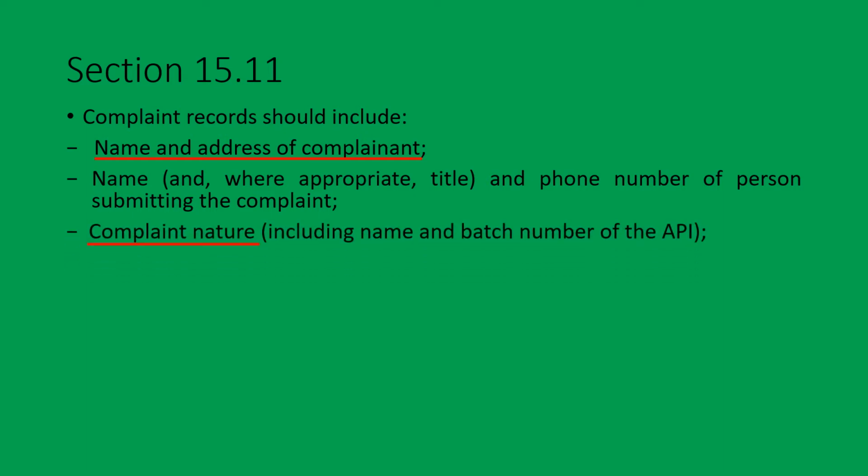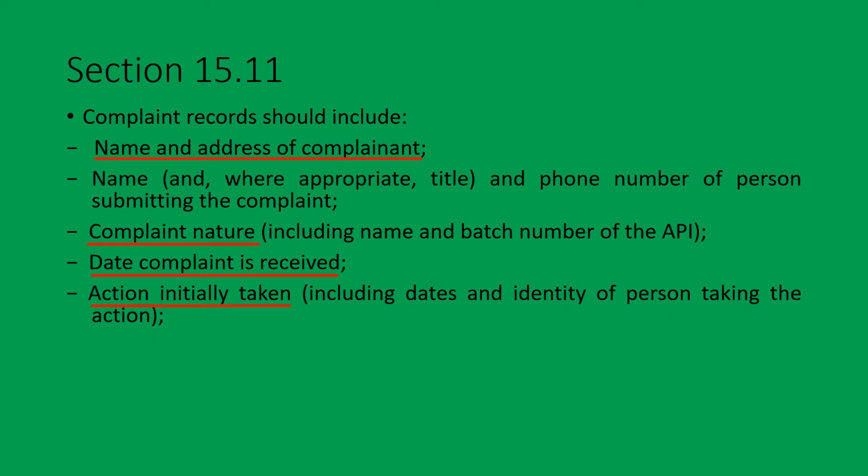Complaint nature, including name and batch number of the API. Nature of the complaint with all details should be recorded. If practical, a sample of the complaint batch may also be obtained from the customer for investigation. The date the complaint is received has to be recorded. Action initially taken, including dates and identity of the person taking the action.